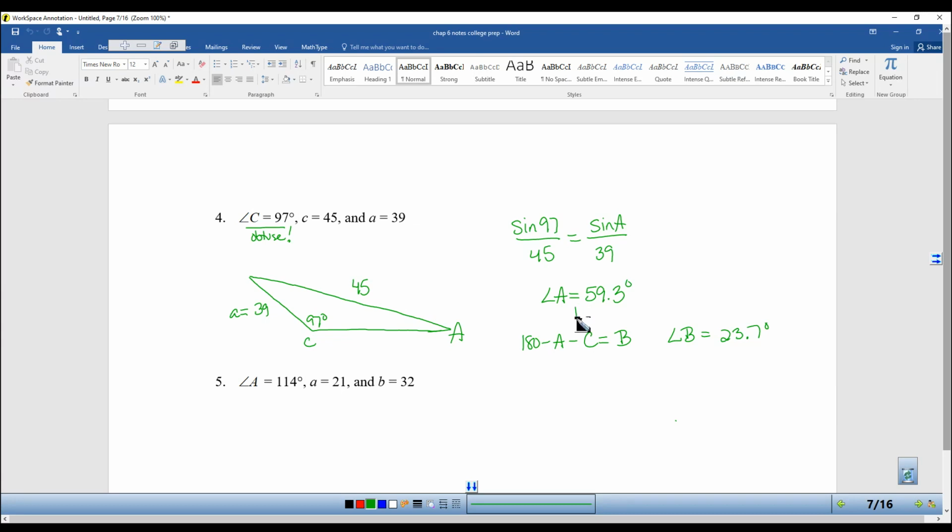And then, so you find A first, then you find B, and then once you find B, you can set up another law of sines to find side B. So side B is to sine of 23.7, and even though you have a matched pair in A now, I would still go back and use your C since it was the original given. Sine of 97, which gives you B is equal to 18.2.